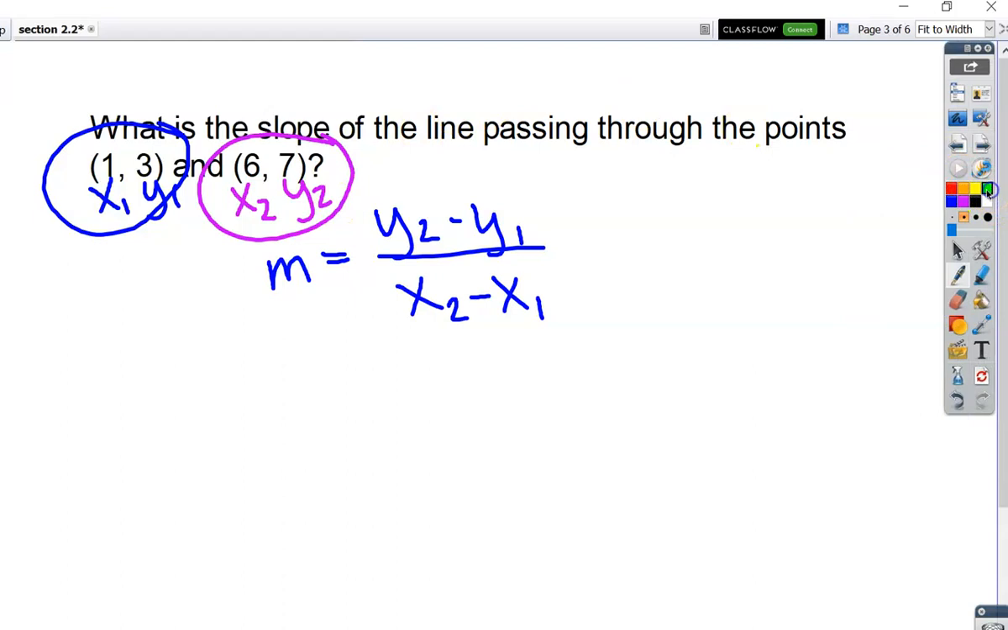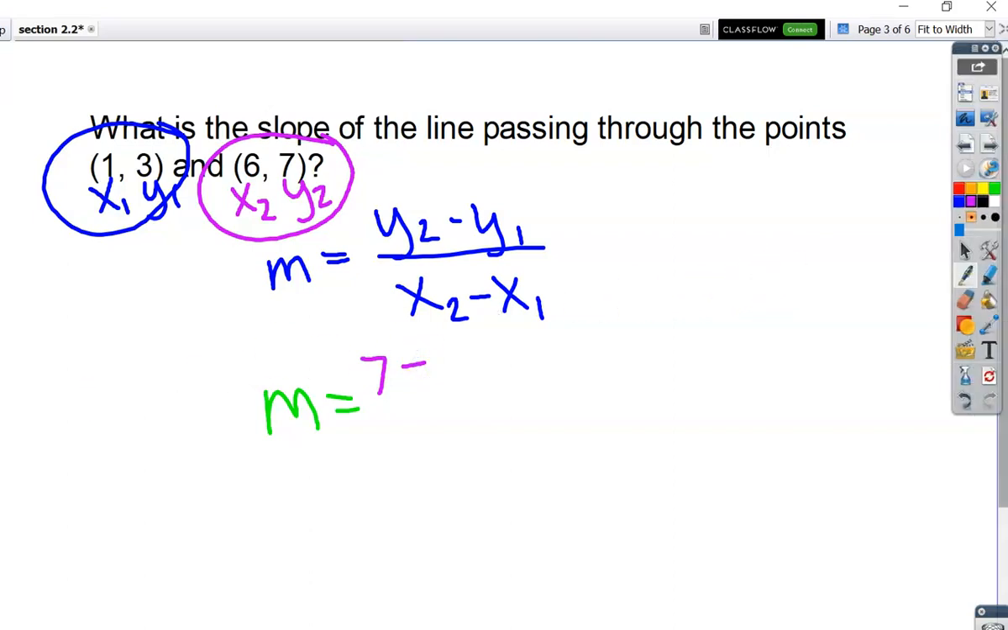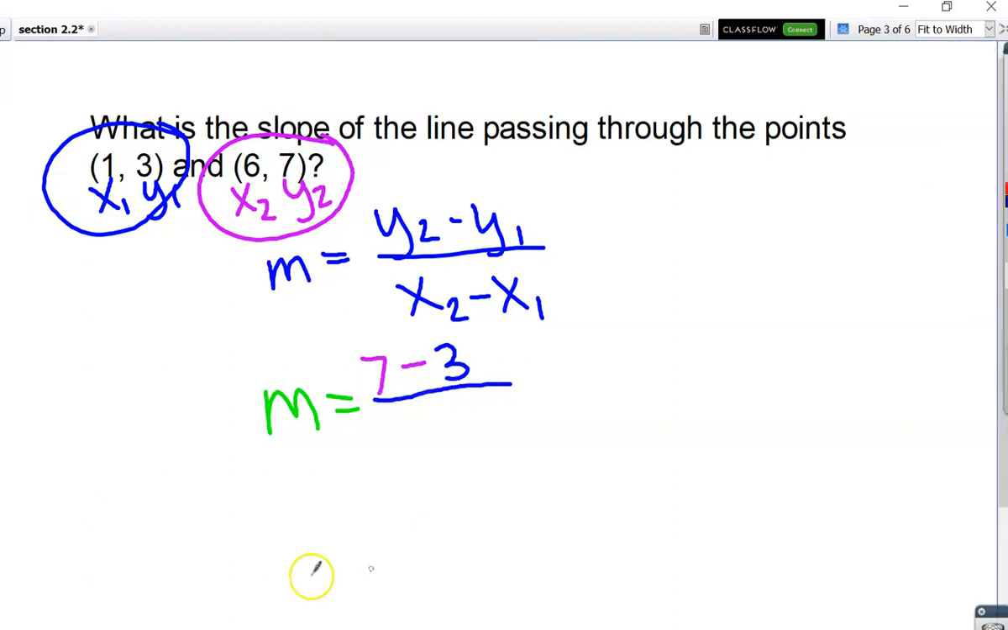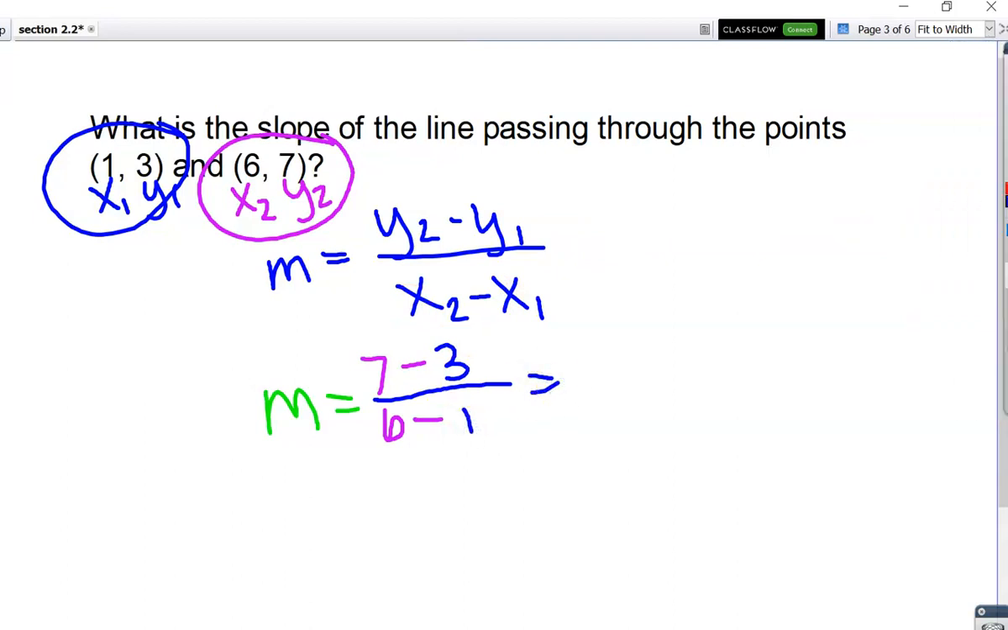So then when we calculate the slope, the values that are written right above those variables, we're just going to substitute in. So we're going to have 7, because that's right above y2, minus 3. We're going to put that over 6, which is right above x2, minus 1, which is right above x1, and then we can reduce.